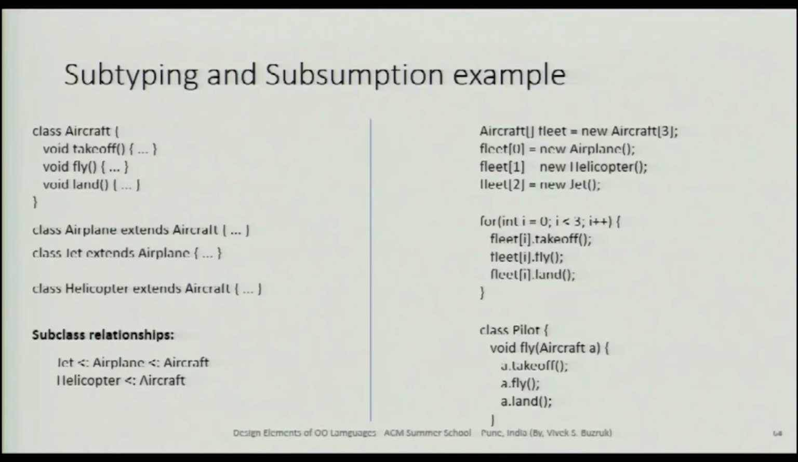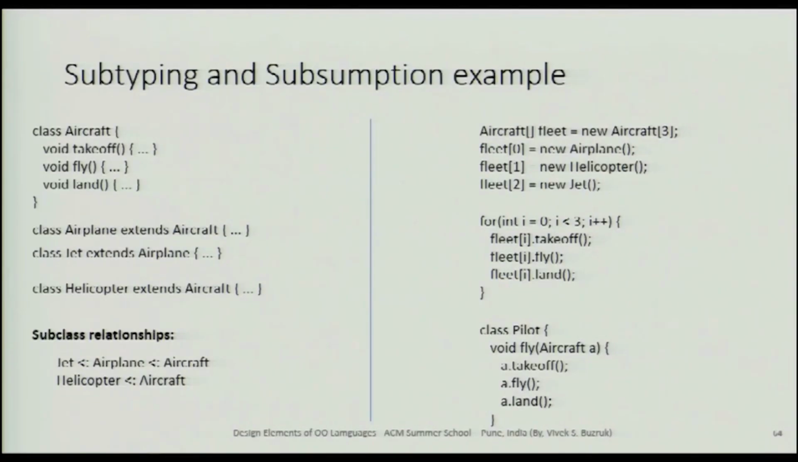Good, great. So obviously here, if you look at the example, I define the aircraft, which is basically an aircraft array I have defined, and then I am assigning fleet 0 as a new airplane, fleet 1 as a new helicopter. So obviously I can do that. Subsumption rule, correct, right. So obviously term-wise I can do that, and the subtyping rule is also there, right. I can assign to that particular variable of aircraft.